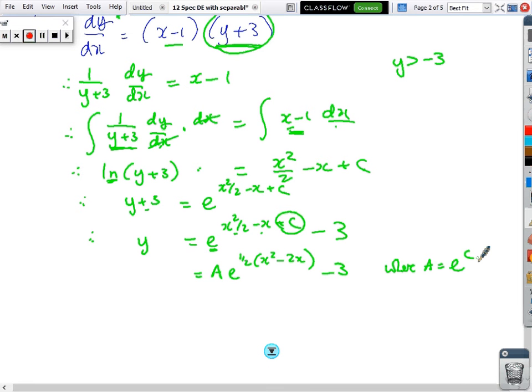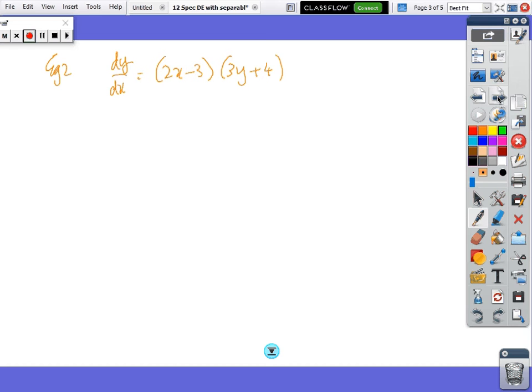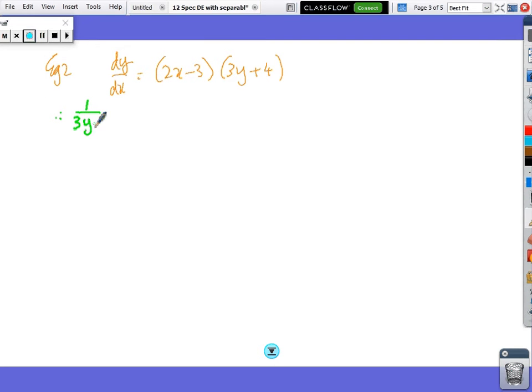So we'll look at a couple more. Why don't you have a crack yourself and see how you go. Pause the tape and have a go, and then come back when you're ready. Okay, so the next line would be 1 over 3y plus 4 dy/dx equals 2x minus 3. Then we can go straight to 3y plus 4 dy equals 2x minus 3 dx.